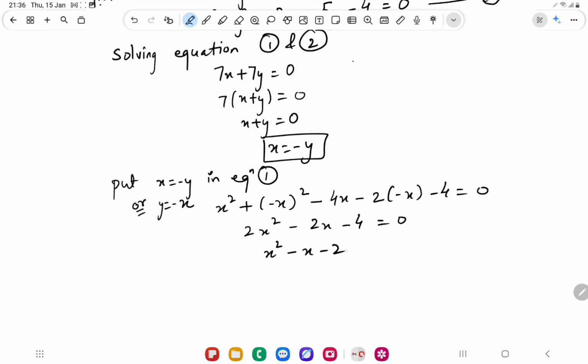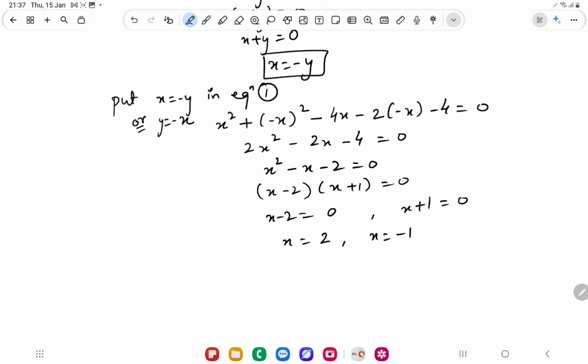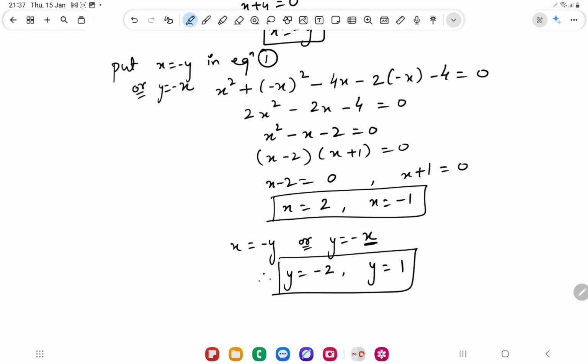I can take out 2 common, so I can write this equation as this. Now on factorizing this equation, I will get (x minus 2)(x plus 1). It means either x minus 2 is 0 or x plus 1 is 0. So I will get x as 2 and x as minus 1. These are the two values of x which I got. Now I am saying that x is equal to minus y, or y is equal to minus x. Therefore, by putting the value of x in this, I will get my y value as minus 2 or 1. So we got our x and y both values.